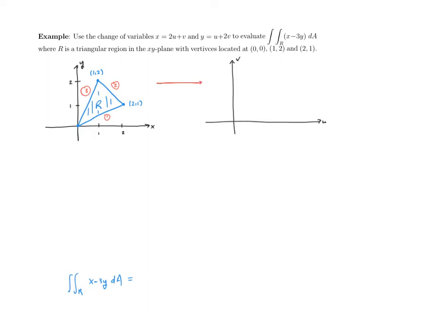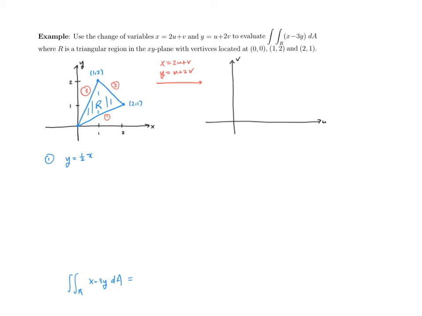So our first step is thinking of this change of variables, x equals 2u plus v, and y equals u plus 2v. What is the corresponding region of integration in the UV plane? And similar to a previous example, our only approach here is to break it down into individual sides. So in this case, the first side is a line going through the origin with slope 1/2.